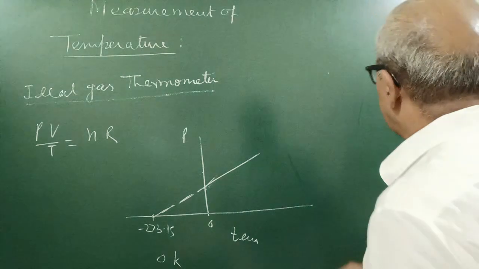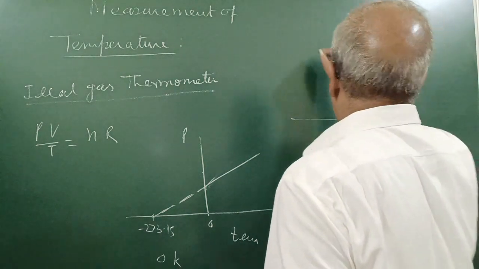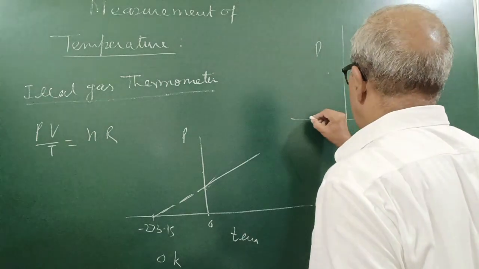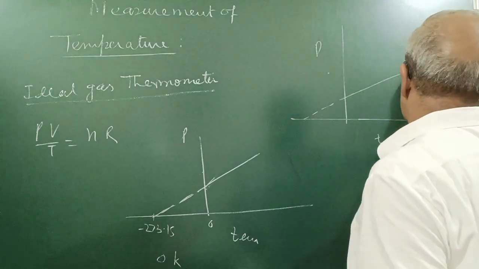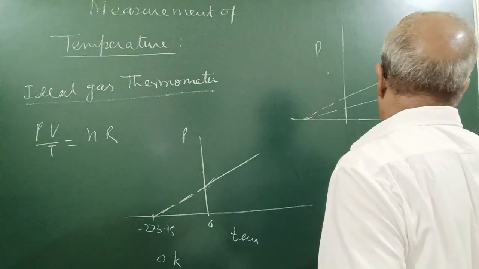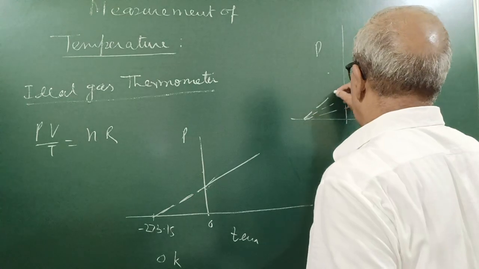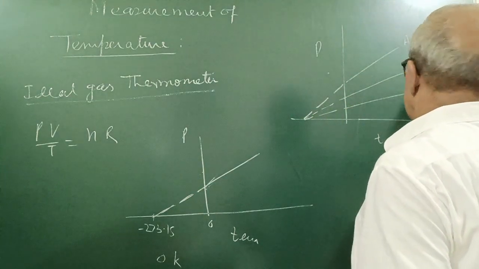The graph may come like this, for four different gases, the PT graph. But this temperature is the same for all. Suppose this is one gas, this is another gas, and this is another: A, B, C.